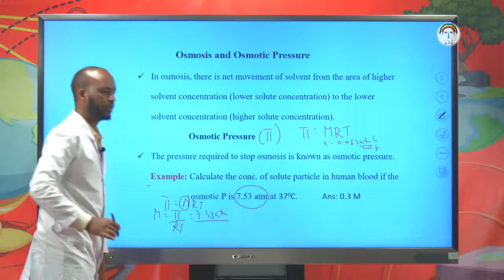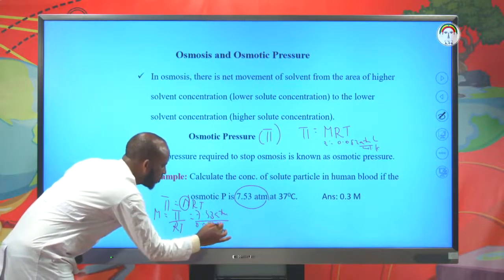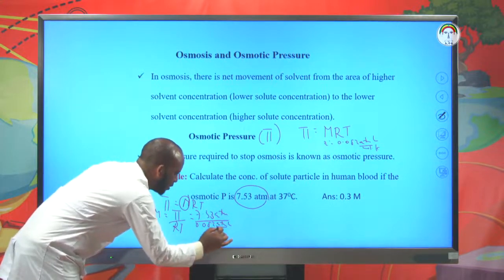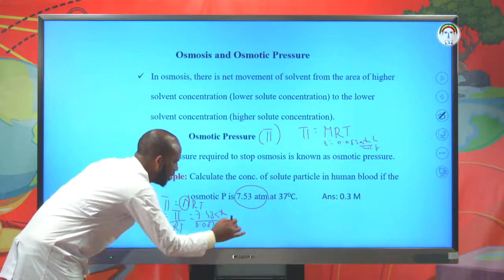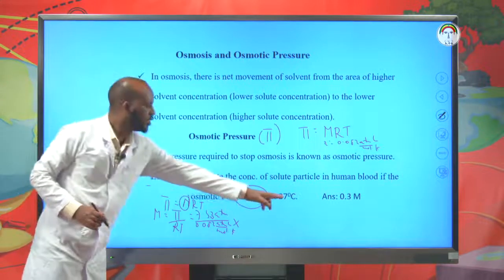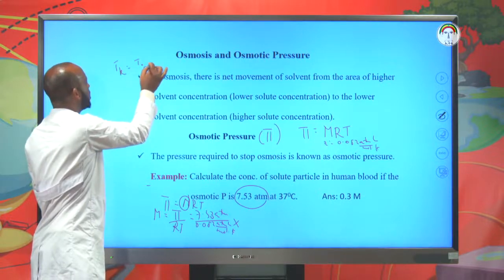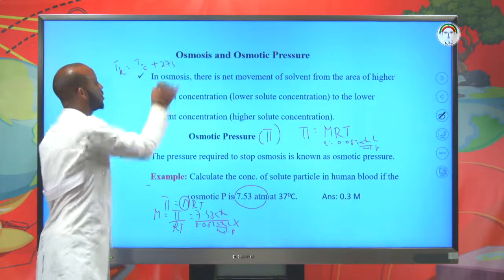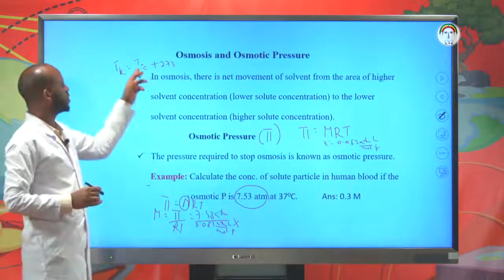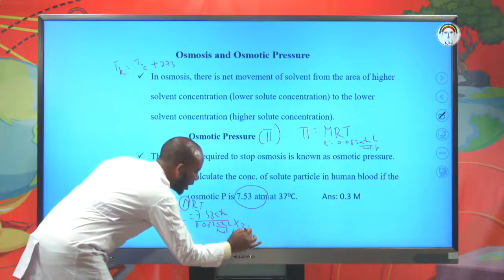7.53 atmosphere divided by R, universal gas constant having value 0.082 atmosphere liter per mole Kelvin, times temperature in Kelvin. 37 degrees centigrade. Temperature in Kelvin equals temperature in degree centigrade plus 273. Degree centigrade is 37. 37 plus 273 is 310 Kelvin.